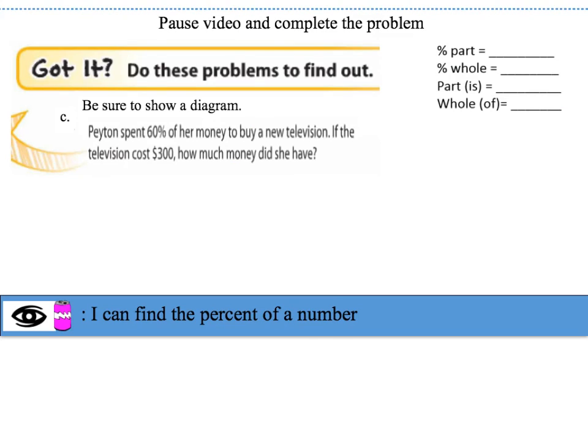So pause the video and complete the got it problem, and we'll discuss the answer in class tomorrow. Notice we are asking you to be sure to show us a diagram for this particular problem.